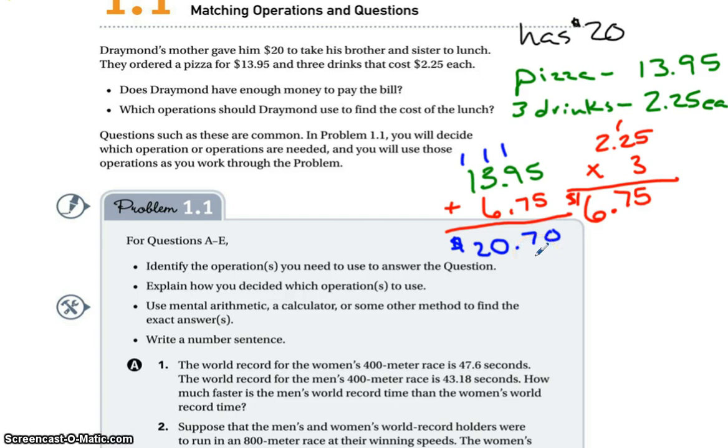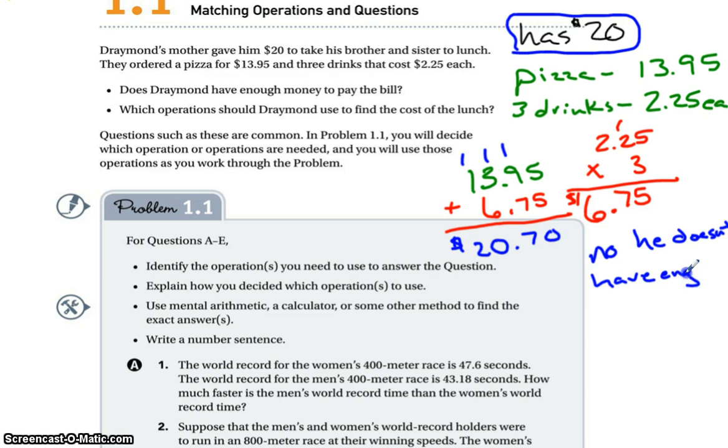And of course, we're always going to be having tax, but since it didn't say we needed tax in this problem, we're not going to worry about it. So the question is, does he have enough to pay the bill? And the answer to that, since he only has $20, the answer to that is no. He does not have enough. He is 70 cents short on what he needs.